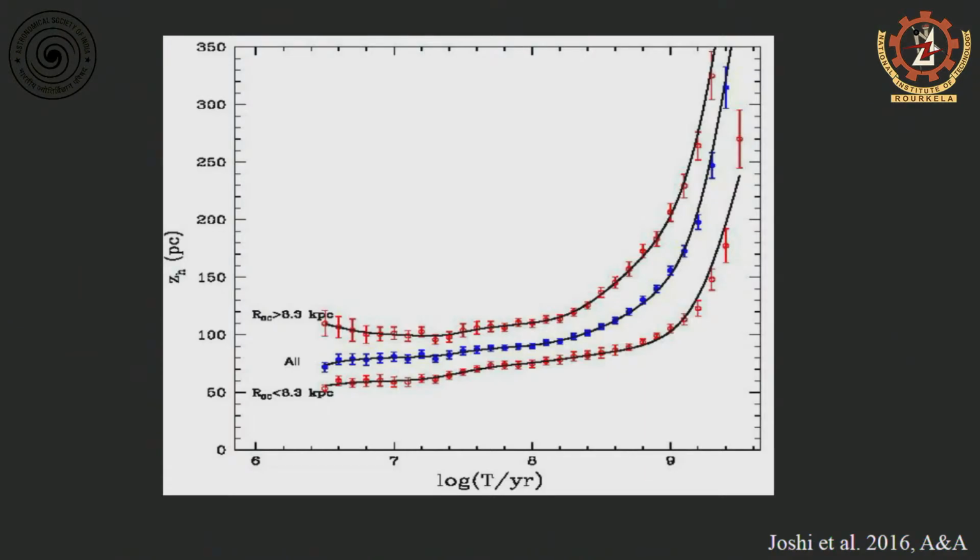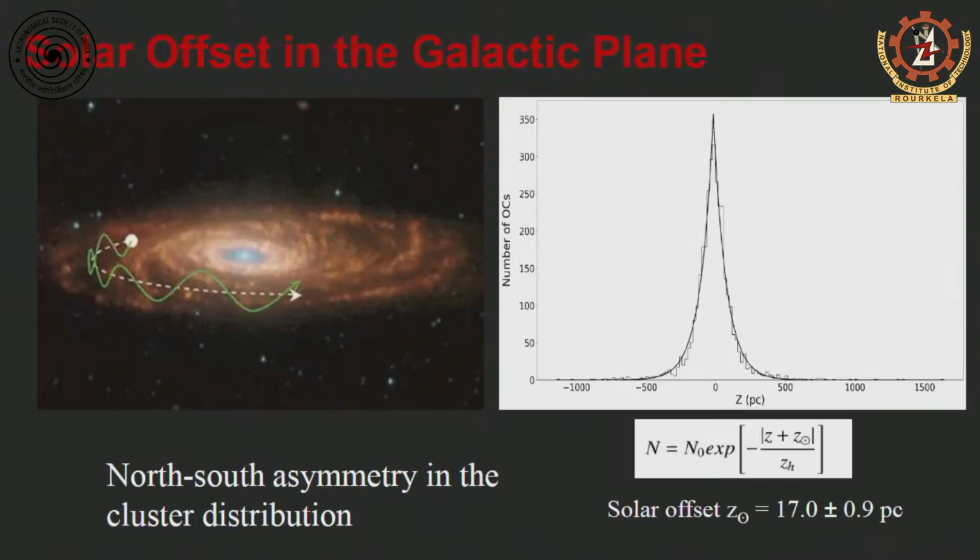And of course, this Z is dependent upon whether you are looking towards the galactic center or the galactic anti-center direction. Of course, if these are young clusters, you will see these clusters towards the galactic plane, and as they become older, you will see they are drifting away, so their scale height will be larger. So I will skip this one.